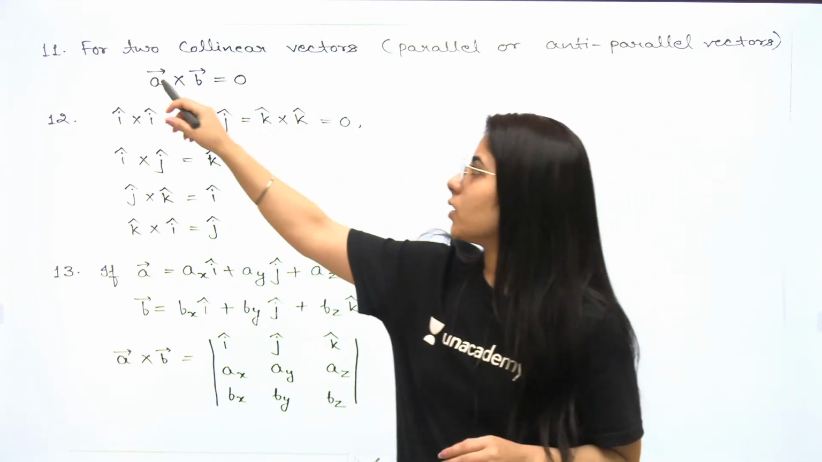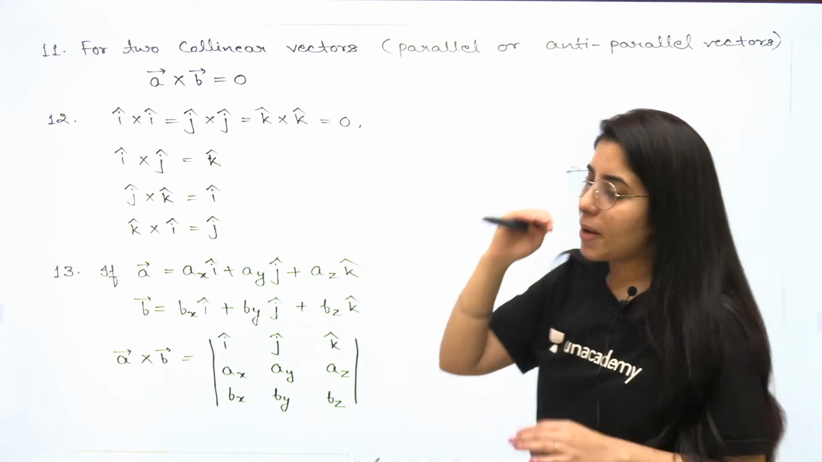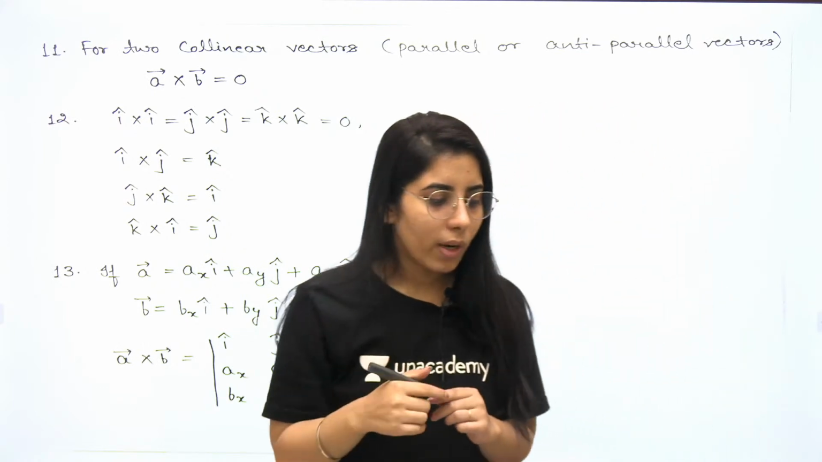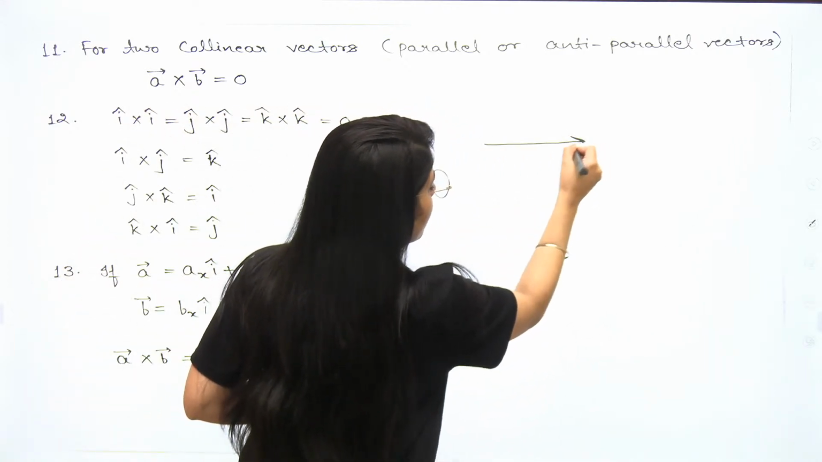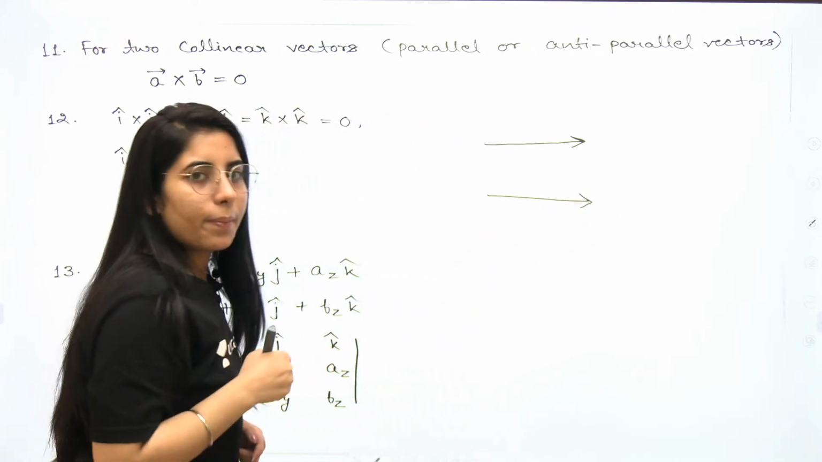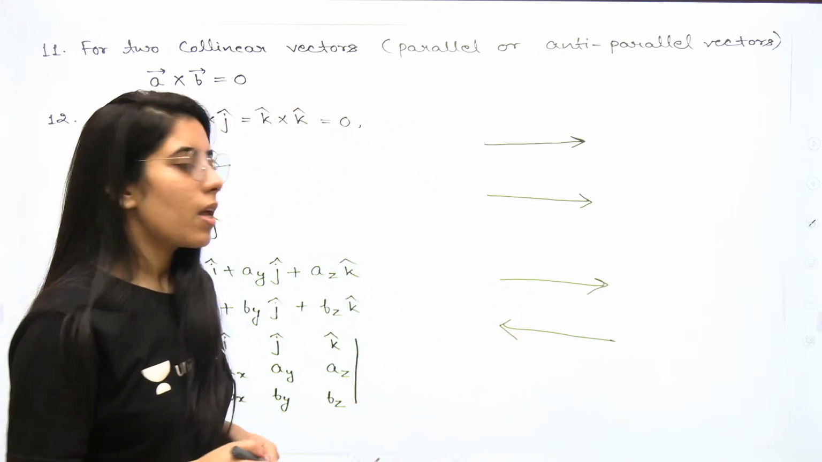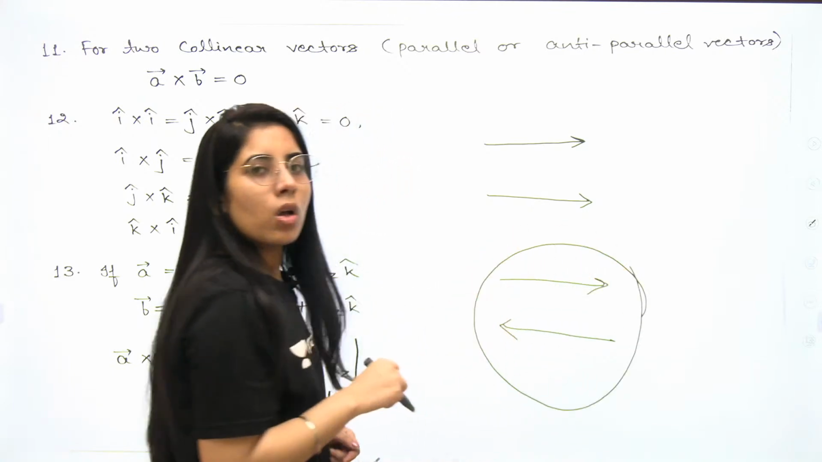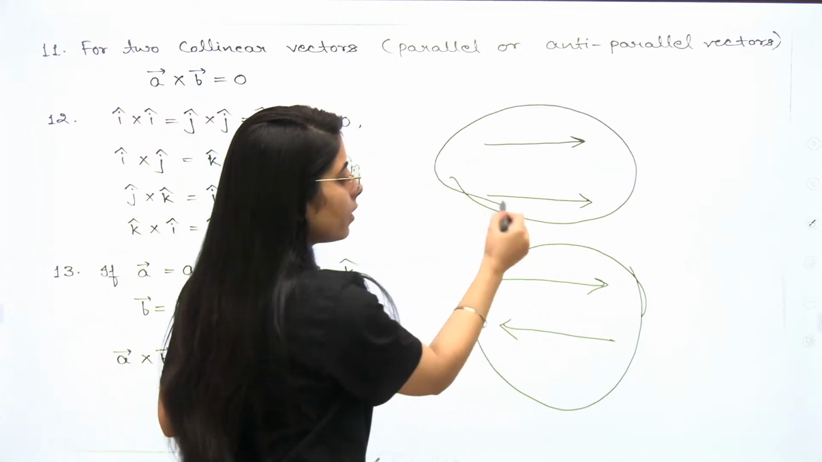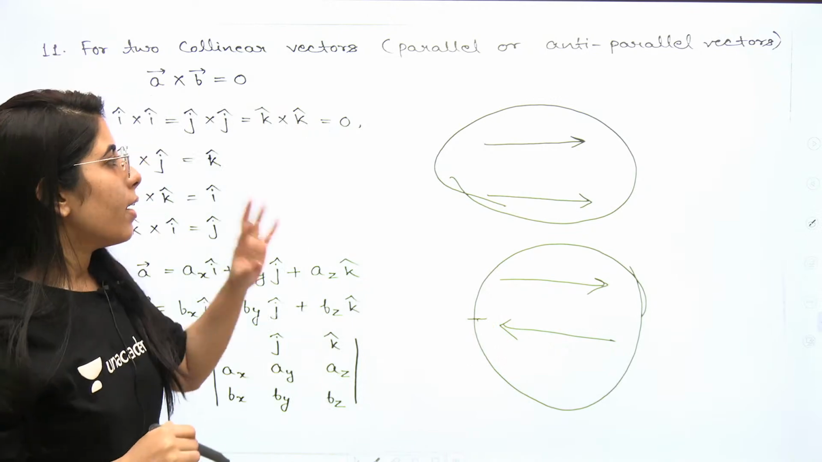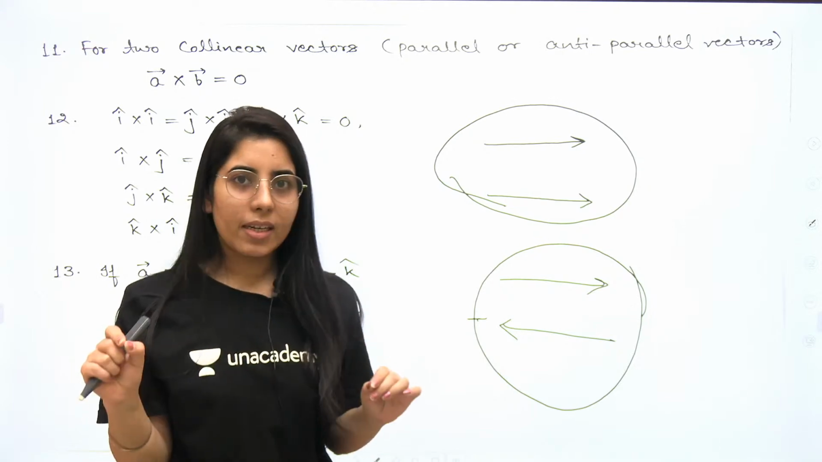Now if there are vectors which are collinear, they can be parallel, they can be anti-parallel, any condition can be there. What we mean by parallel and anti-parallel vectors, let's talk about that. If one vector is like this and the other vector is also like this, then it is the parallel condition. But if one vector is like this and another one is like this, this is the anti-parallel condition, depending on the arrow. Clear? Now when we say collinear, collinear means existing on one single line.